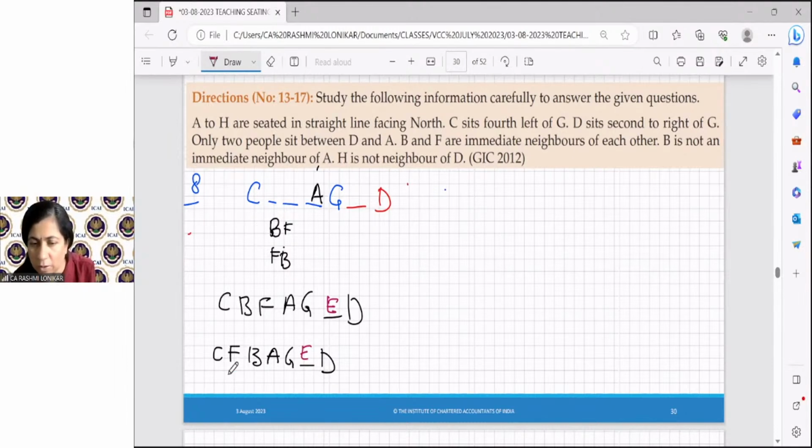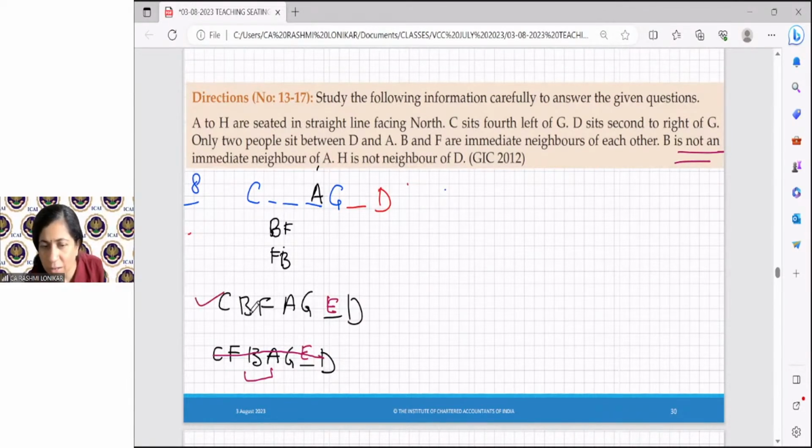Now which of these is correct? B is not in the immediate neighborhood of A. Here B and A are immediate neighbors, so this gets eliminated. So we are left with this arrangement. Not cross, that is correct. So this is the correct arrangement.